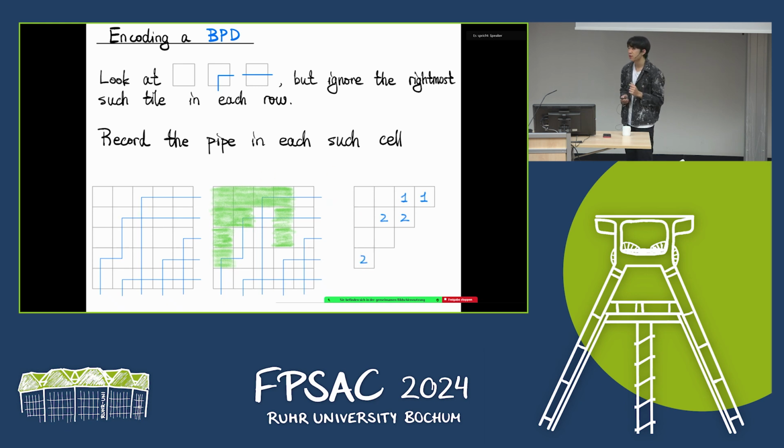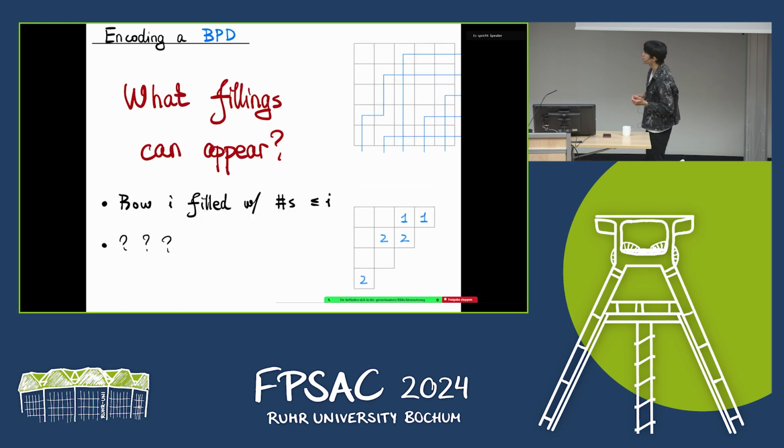Now, seeing a tableau like this, you want to ask what kinds of tableaus can appear? Well, we first have this flag condition. So if I see J in row I, that means there's a pipe going to row J, and it appears in row I. So of course, J is weakly less than I. What about the other conditions?